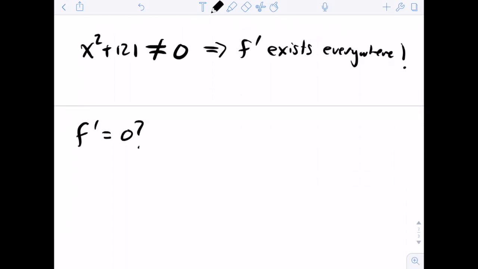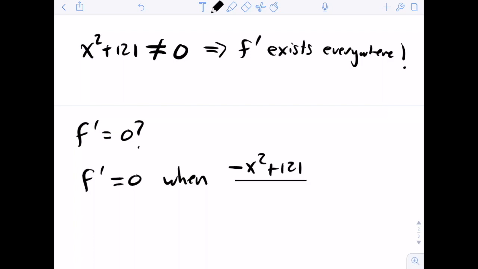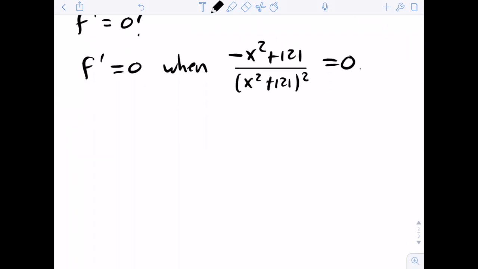So where does this thing equal 0? So f prime equals 0 when the derivative, minus x squared plus 121 over x squared plus 121 squared, is equal to 0. Now remember, again from class, when you've got a fraction and you set that equal to 0, we don't care about the denominator anymore. We only care about when the numerator is 0, right? So really what we're looking for is when minus x squared plus 121 is equal to 0.